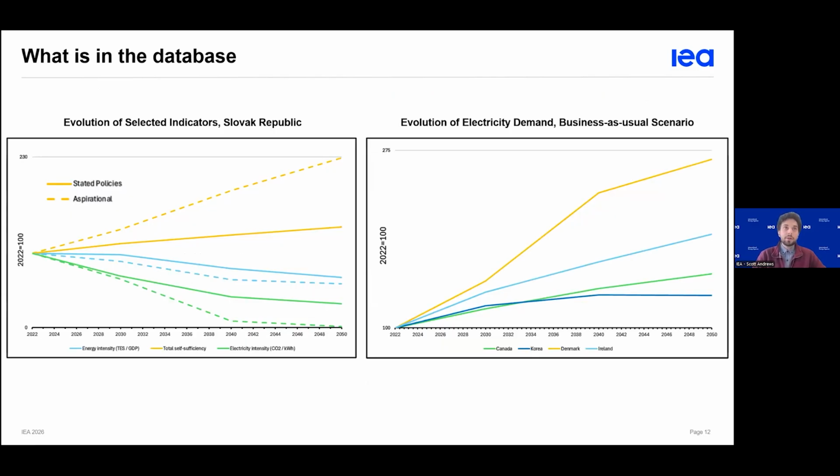And just to give a snapshot of what that looks like, I've put two graphs here as examples. So on the left, we show some of the indicators in the database under two different scenarios for a single country. And then on the right, I take some data from the balances data set showing electricity consumption under the business as usual scenario for different countries.